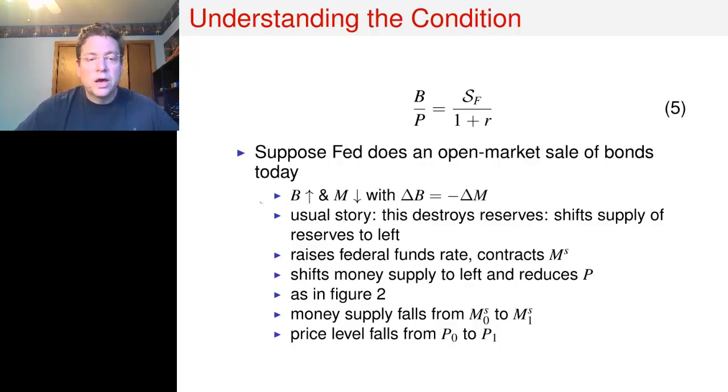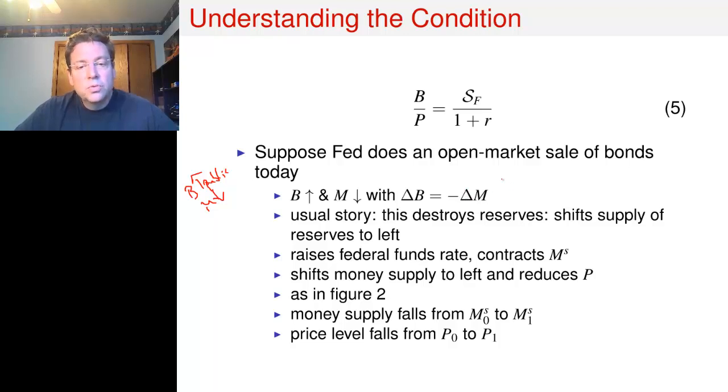So B goes up. You remember that B is bonds held by the public. And the Fed, when it sells these bonds, what it does is it destroys reserves. And here we're just using M, high-powered money. So we've got that B goes up and M goes down. And in fact, in an open market operation, because these are both denominated in dollars, the dollar change in debt has to equal the dollar change in reserves.